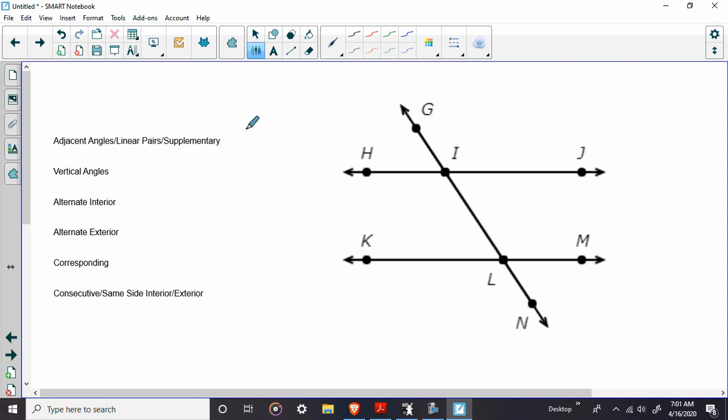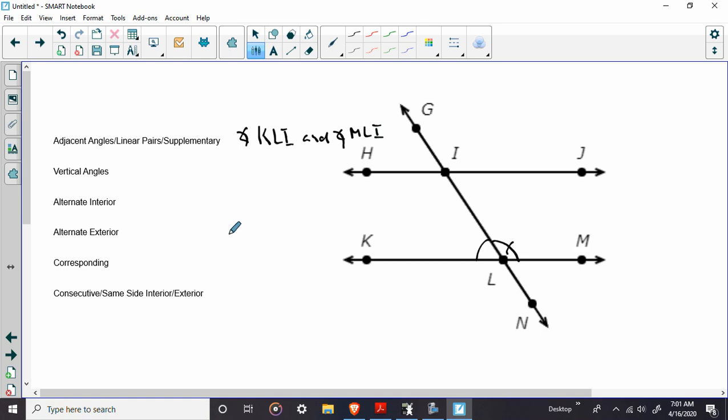So real quick, all I want to do is just go through, hey, what's an example of each one? Give me an example of adjacent angles or linear pairs that are supplementary. In this case, I'm going to take this one right here and this one right here. Again, there's two different symbols, right? This has one stripe. This does not have one stripe. So I'm going to say angle KLI and angle MLI.